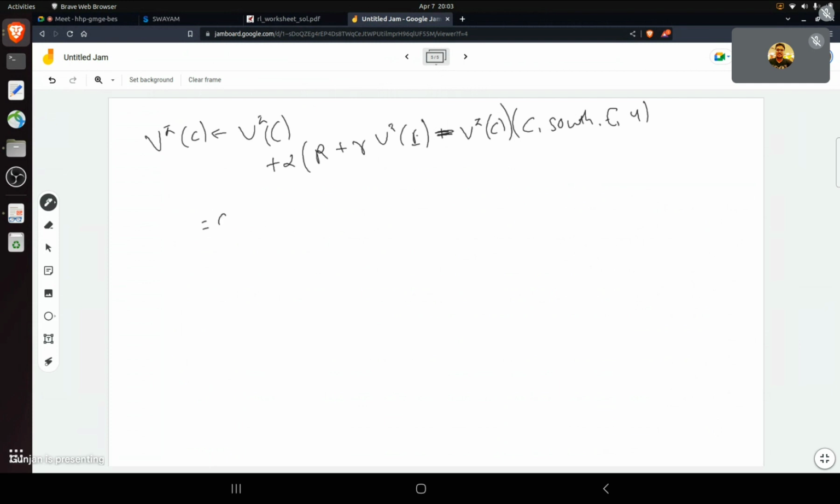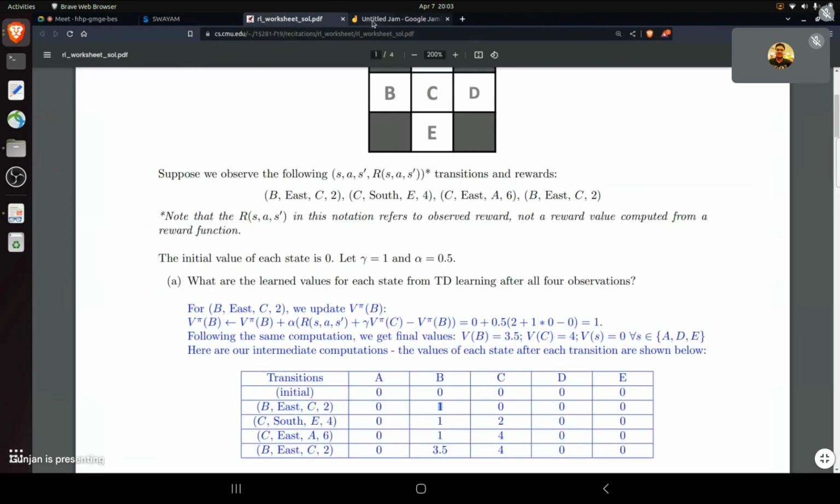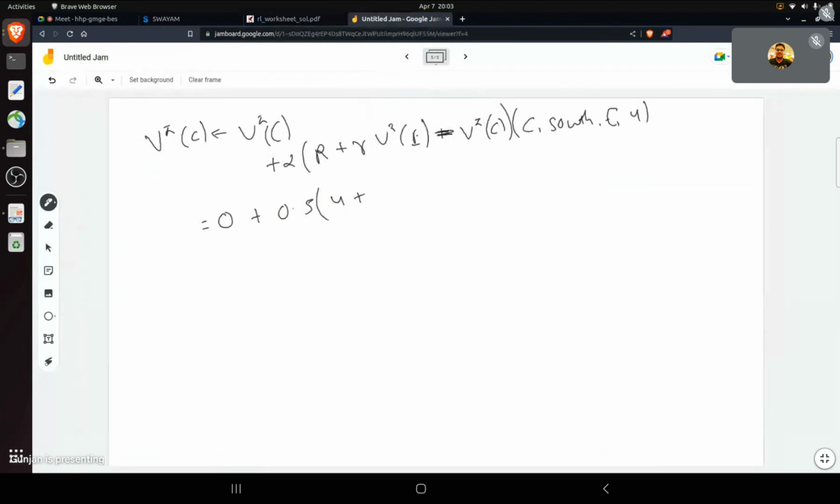V pi of C is 0, alpha is 0.5, R is 4, and gamma is 1. This is 0, and this is 0. So 0.5 times 4, that is 2. So we got V pi of C as 2.